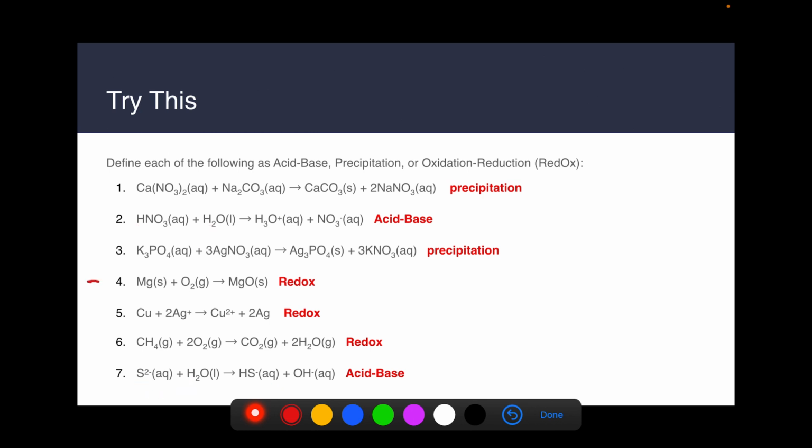And finally, 4, 5, and 6 are all redox reactions. In this case, magnesium has gone from a charge of 0 to a charge of +2, oxygen from 0 to -2. So we can see that electrons were transferred and oxidation states or charges changed. Likewise, copper went from 0 to +2, silver +1 to 0. And number 6, while it's hard to identify oxidation states at this point, you should recognize that as a combustion reaction, which is a type of redox reaction.